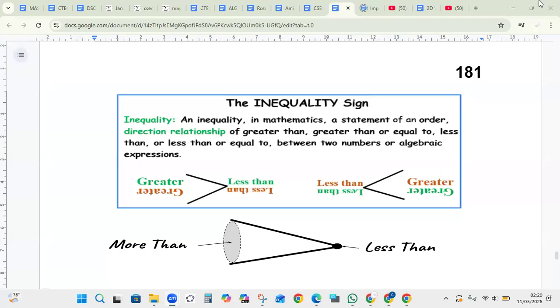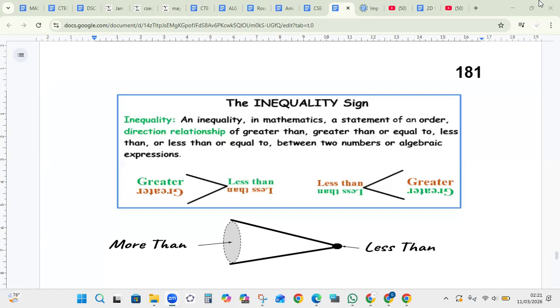In this video, we are going to talk about the inequality sign. So it says here, an inequality in mathematics is a statement of an order, direction, relationship of greater than or equal to, less than, or less than or equal to, between two numbers or algebraic expressions.